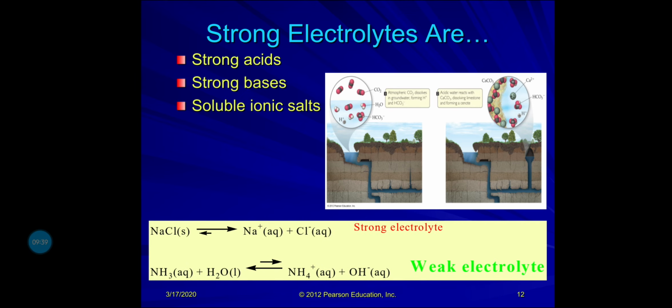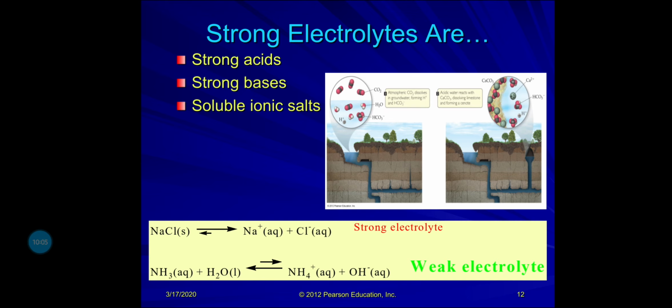Here is an example of why we call strong acids and strong bases strong electrolytes, while there are also some weak acids and weak bases. Take the example of ammonia, the one below. Ammonia (aq), where aq represents that ammonia has been dissolved in water. That means it becomes ammonium hydroxide.